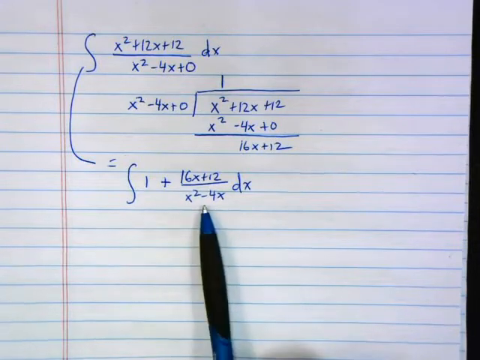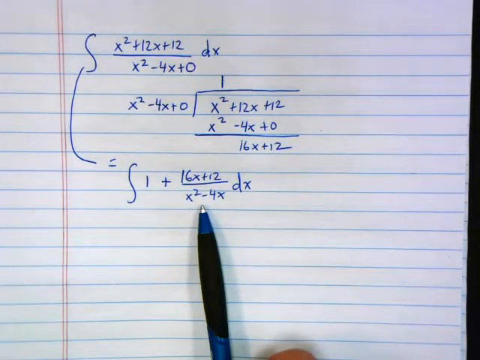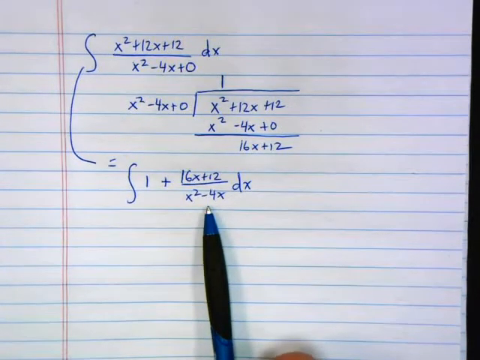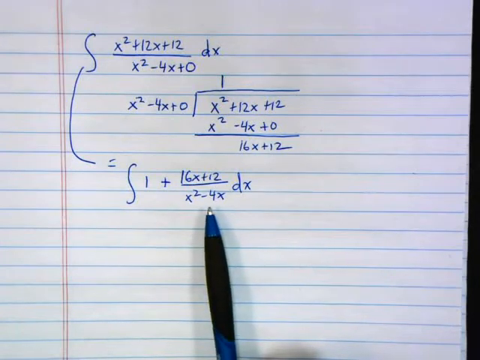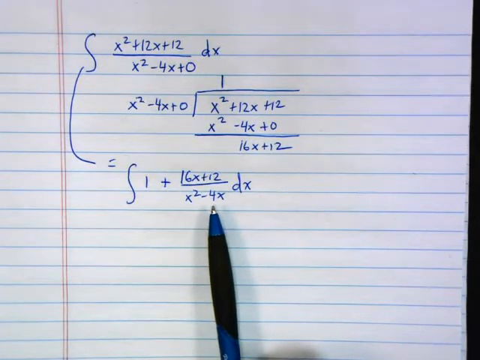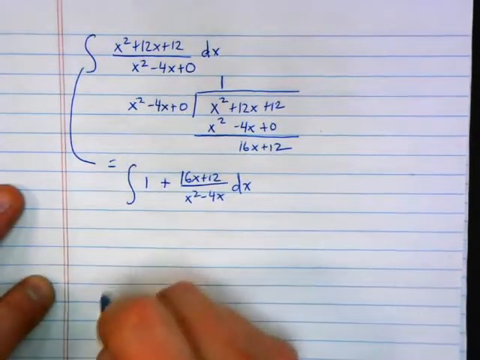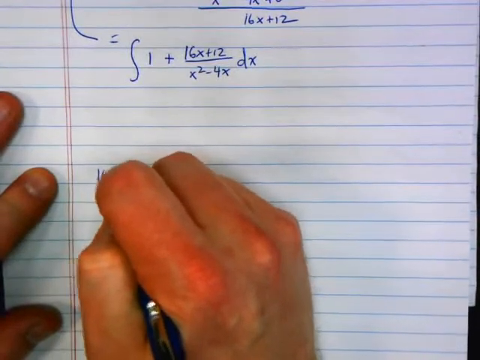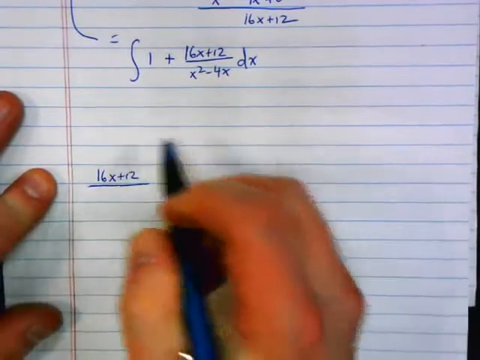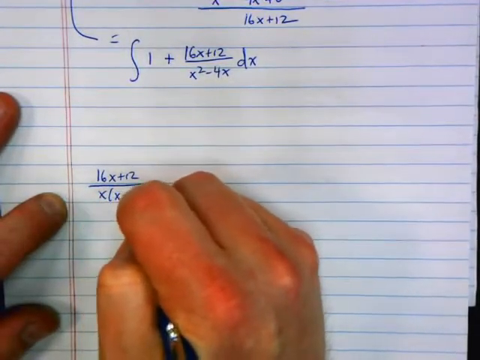Does the bottom factor? Yeah, you can take out an x. It factors as x times x minus 4. So since the bottom factors, we can use partial fractions. Partial fractions is, in my opinion, easier than the completing the square technique. Okay, so I'm going to leave some space here and do my partial fraction work down here maybe. 16x plus 12 divided by x times x minus 4.